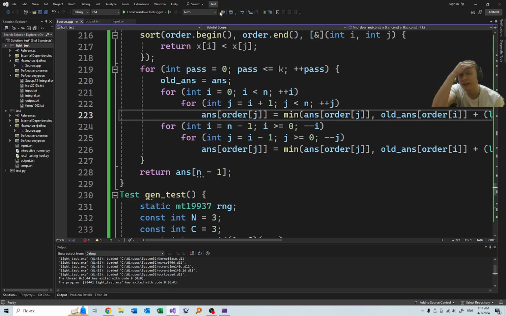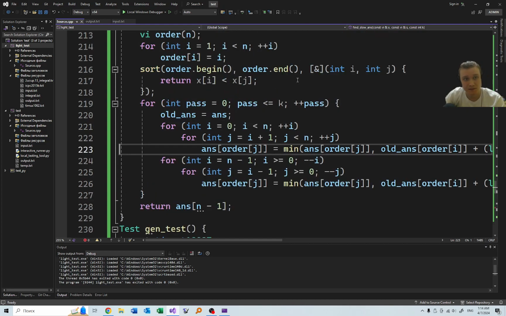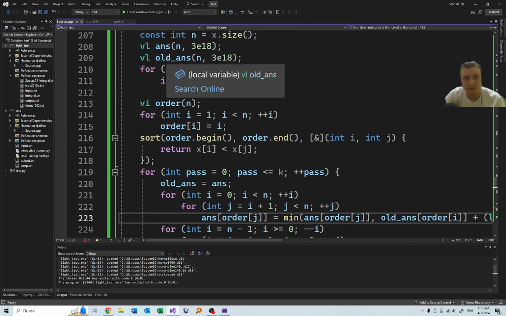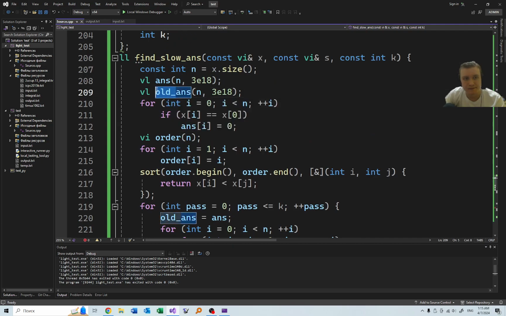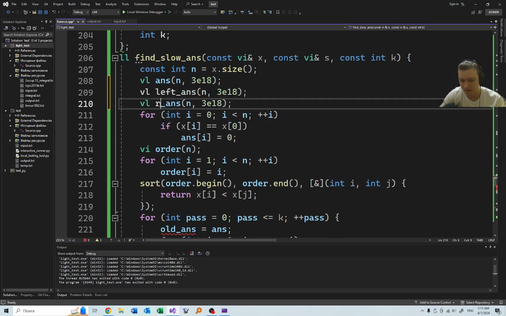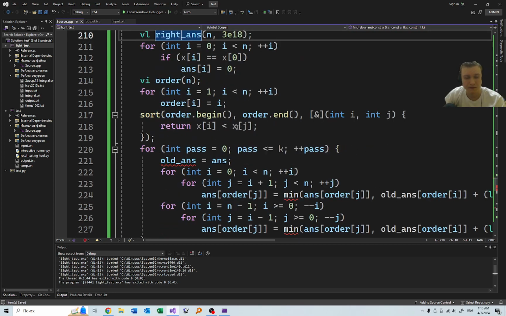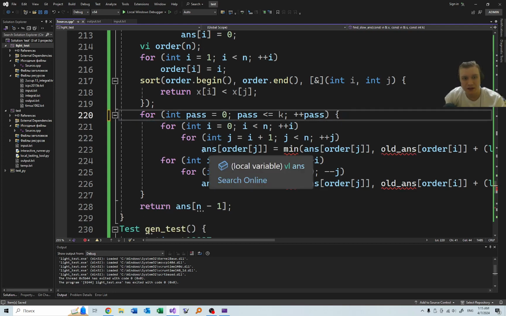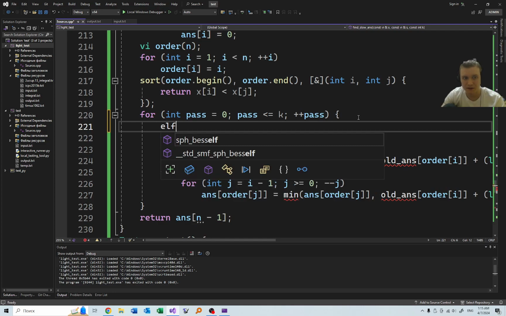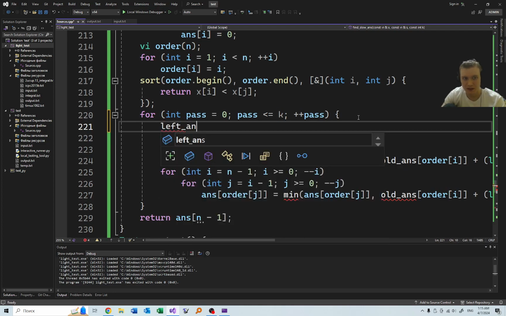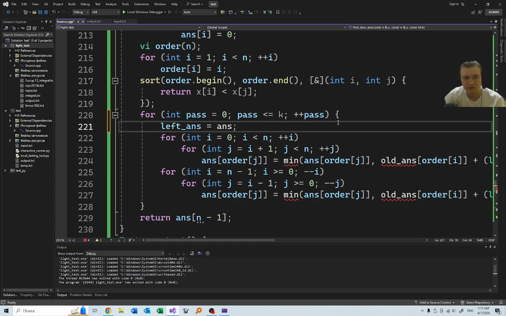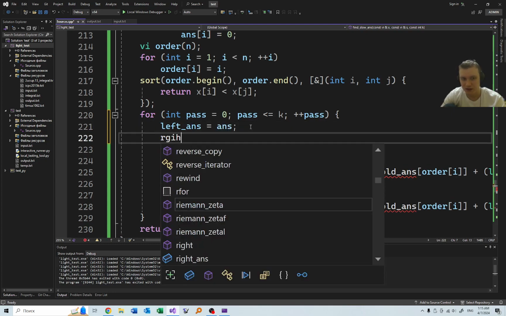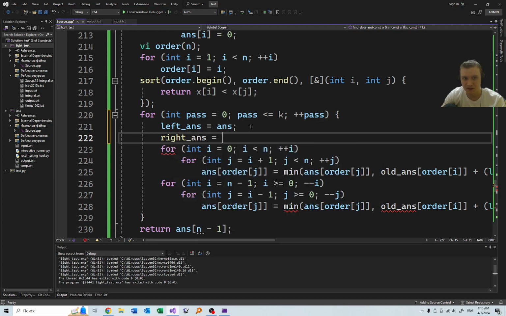So I need to make like ans left and ans right. So let's make them left ans and right ans. Here I already have the correct answer. Then here I say that left ans is answer and right answer is answer.